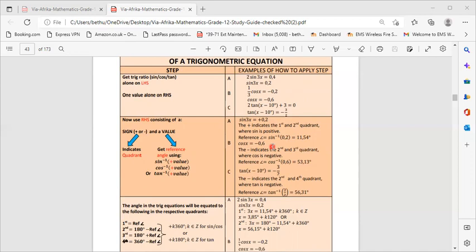So yes, take your calculators and press second function. Second function is 2NDF. And then press cos. Right? Press cos, then insert 0.6. What do you get? Yes, you get 53,13 degrees. And that's your reference angle.